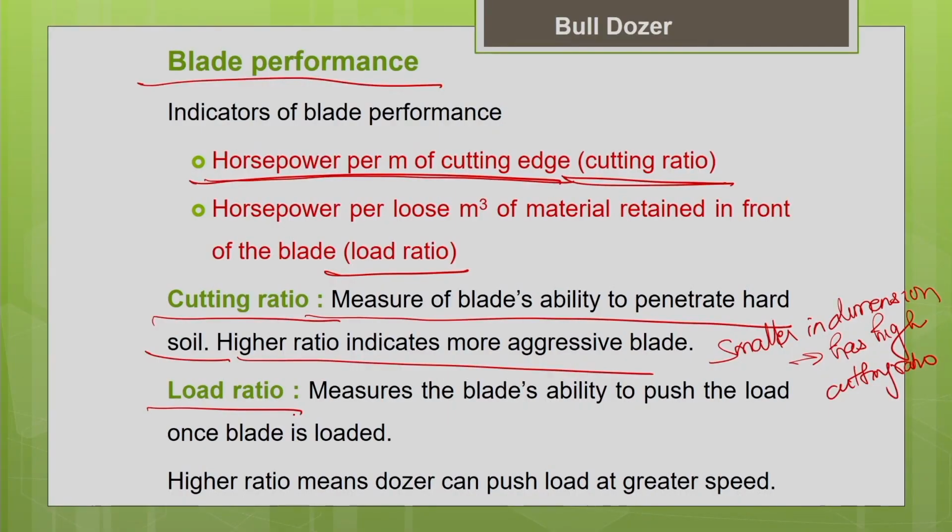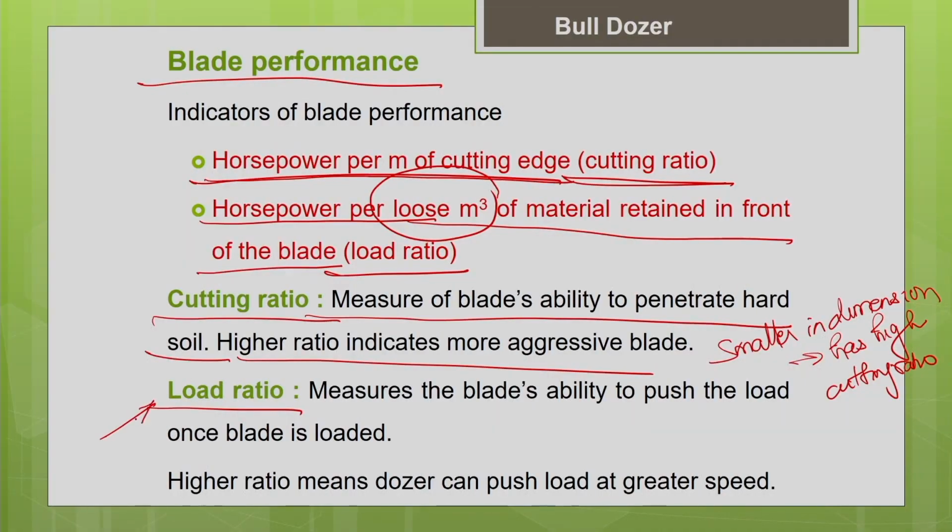Next is the load ratio. Load ratio indicates the pushing ability of the blade with the material. It is nothing but the horsepower per loose cubic meter of material retained in front of the blade. You have to clearly note here that the volume of the material is indicated as loose cubic meter. That means the material is in a loosened state. After the material is cut, it is already in the loosened state. You have excavated the material, you have cut the material, so the material is now in a loosened state and you are going to push the loosened material. So what is the pushing ability of the blade? That is what is indicated by the load ratio.